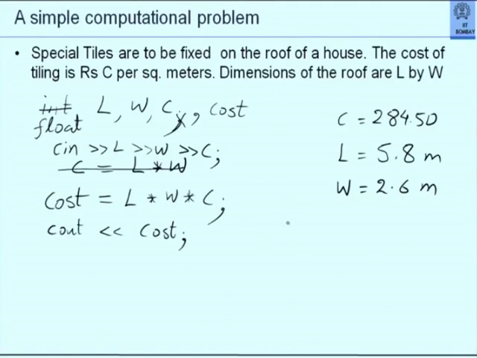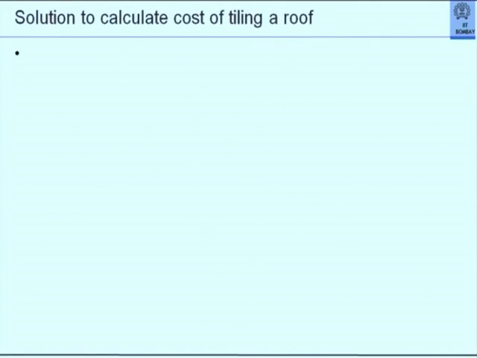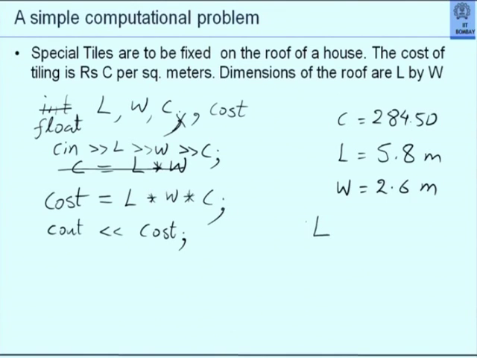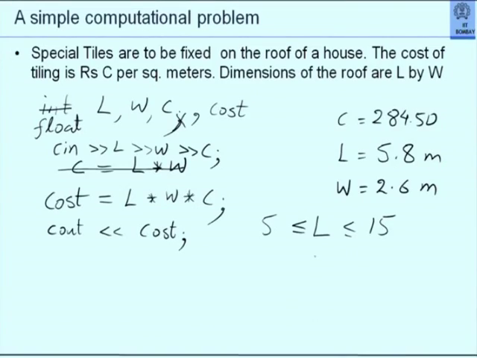First, let us take L and W. These are common sense. L should be greater than or equal to how much and less than or equal to how much? 5 to 15. A very modest house. I mean, certainly not Bill Gates' house or something. Or Narayan Murthy's house may be bigger. Okay. Narayan Murthy lives in a small house, that is true. But not as small as this. That's okay.